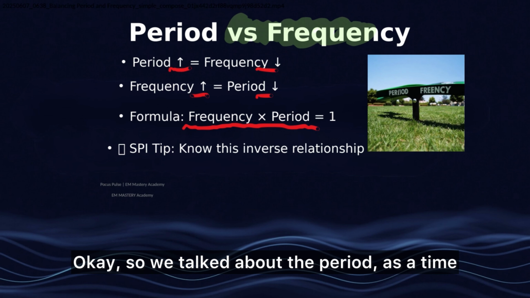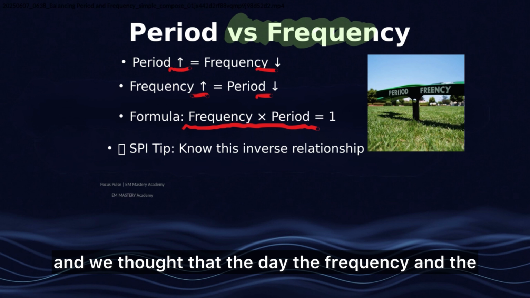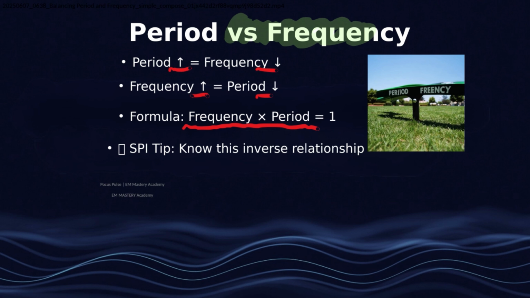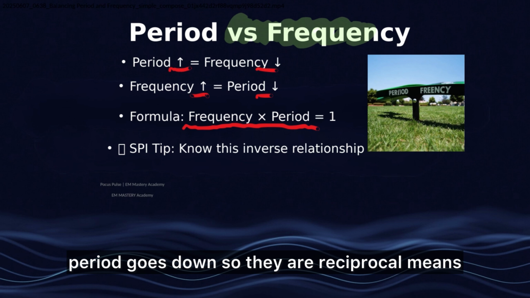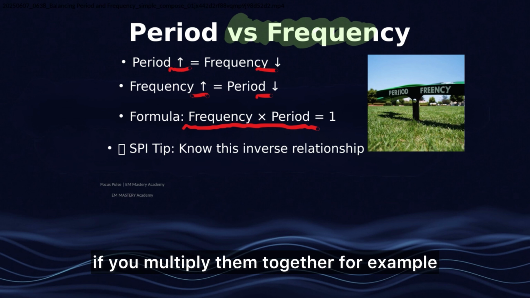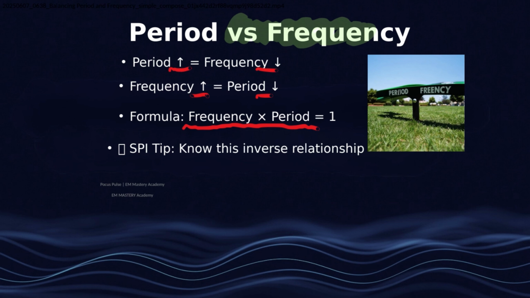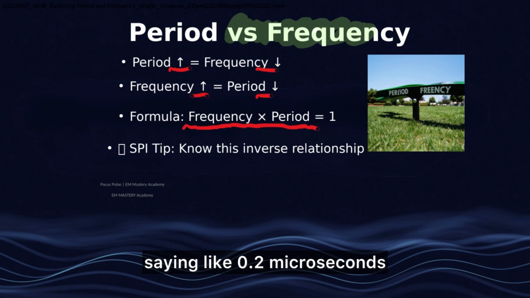Okay, so we talked about the period as a time, like microseconds, and we talked about the frequency, how many cycles happen in 1 second, like megahertz, and we said that the frequency and the period are connected to each other. So what type of relationship do they have? They are reciprocal. What does it mean? It means when one goes up, for example if the period goes up, the frequency goes down. Or if the frequency goes up, the period goes down. So they are reciprocal, meaning if you multiply them together, period by frequency, the answer is always 1. For example, if the frequency is 5, the period is the flip side of the frequency. So it is 1/5, which is 0.2 microseconds.